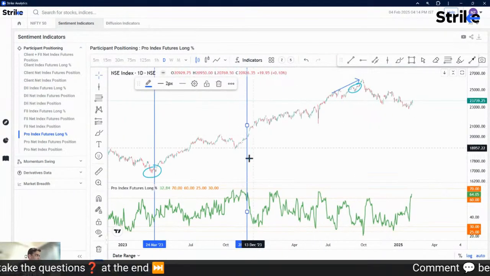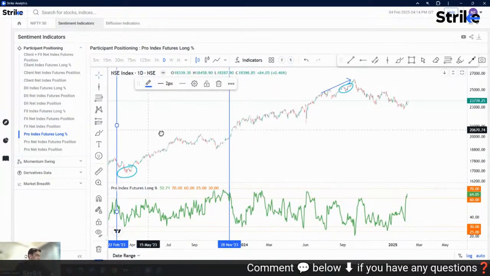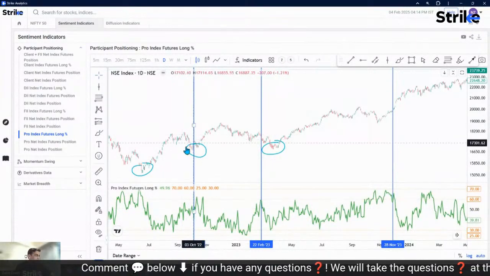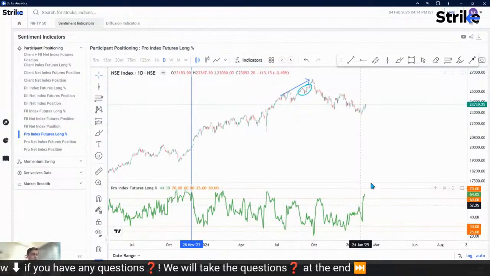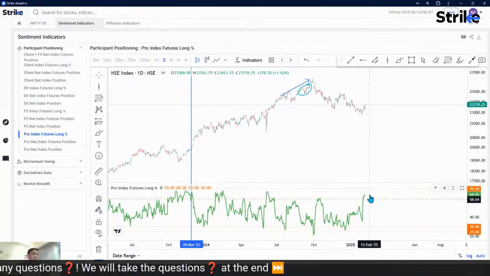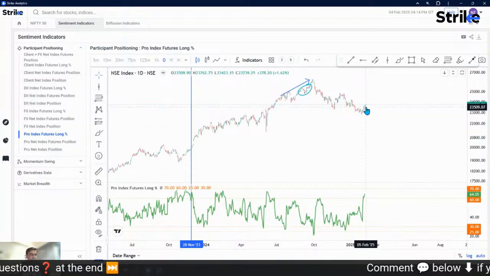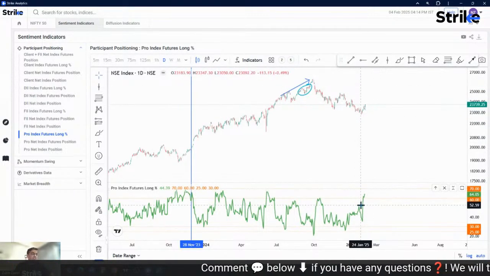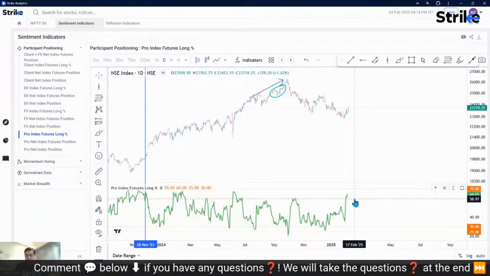So most of the time when this particular indicator has reached its extreme, the market has given some bounce back from there on. So once again, you can say there are 7 out of 10 chances that yes, this rally can continue further, because this particular indicator, pro index futures, is at a higher reading. Okay.